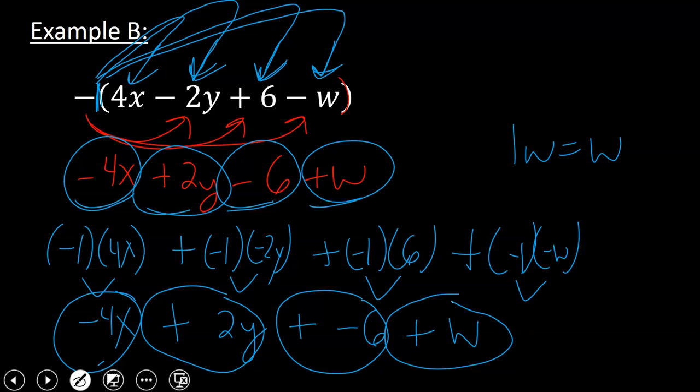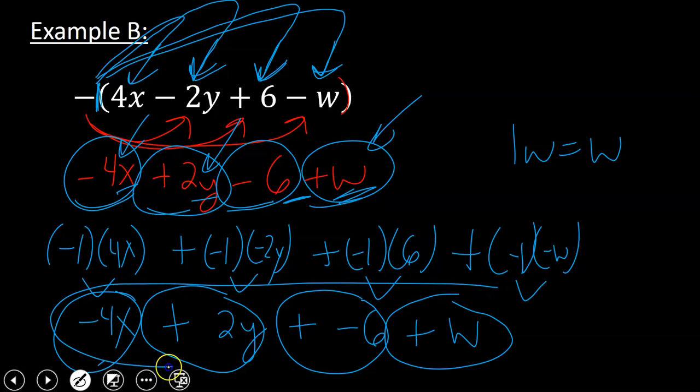Now let's see, are there any like terms? Well, there's an x here, a y here, there's no variable in this, that's a constant term, and then w. None of the variables are the same, so we don't have any like terms to combine. So we have finished this problem. This is our final answer, negative 4x plus 2y plus a negative 6 plus w. That expression is the answer.